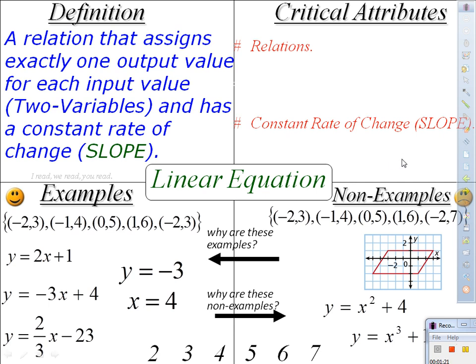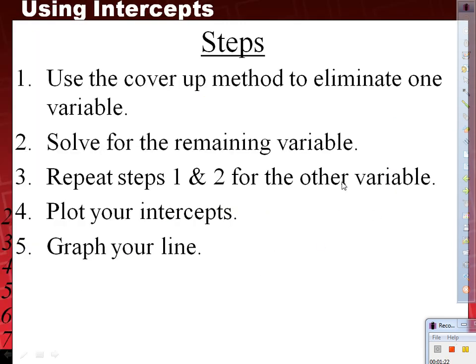Copy these steps down, please. It's only 5 steps. Step 1, use the cover-up method to eliminate one variable. Step 2, solve for the remaining variable. Step 3, repeat steps 1 and 2 for the other variable. Step 4, plot your intercepts. And step 5, graph your line. Copy that, and then we'll get started with some examples.